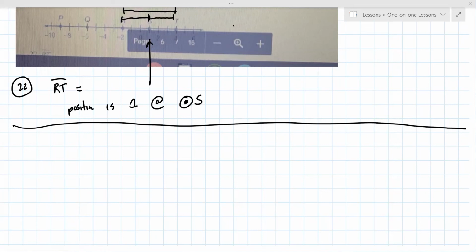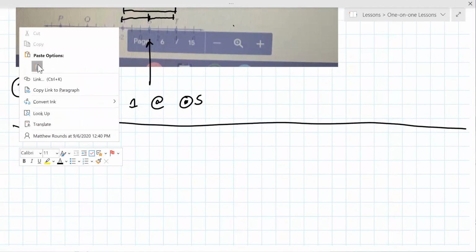Julia, does that work for you? Yeah, that's fine. Okay. I'm going to snip that in and we can take a look at it.